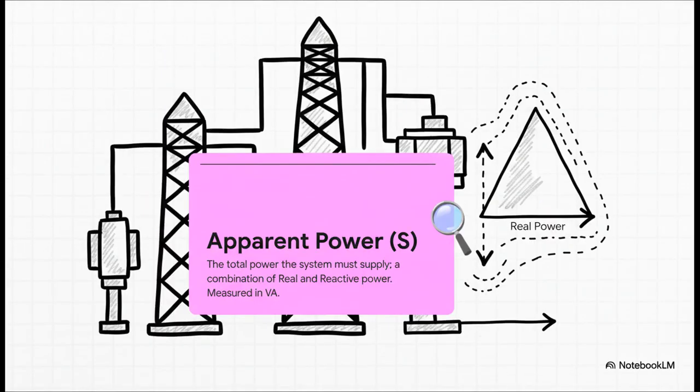And that brings us to our third phase, apparent power, or S. This is the whole shebang. It's the total power that the grid, the whole system, has to be able to deliver. Think of it like this. All the wires and all the generators have to be beefy enough to handle this total amount. That includes the useful real power and that sloshing reactive power.